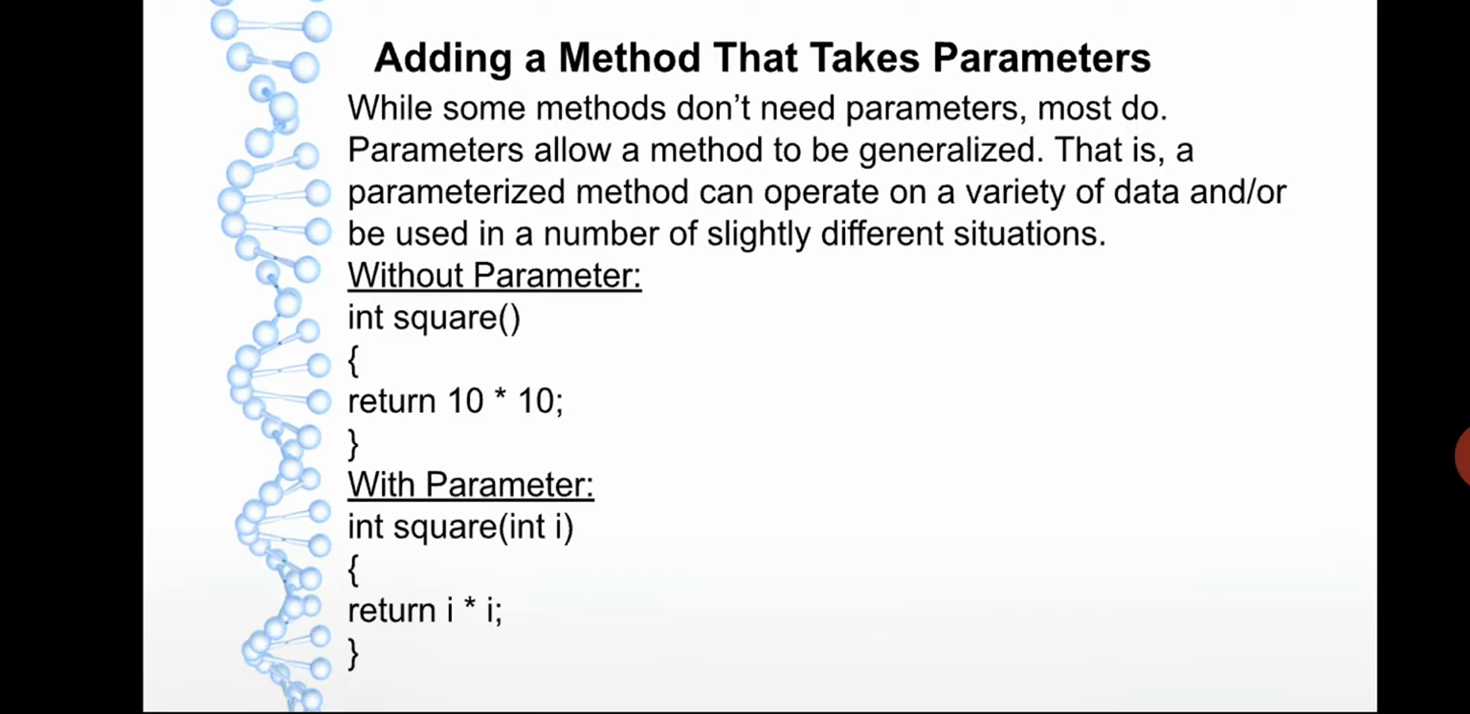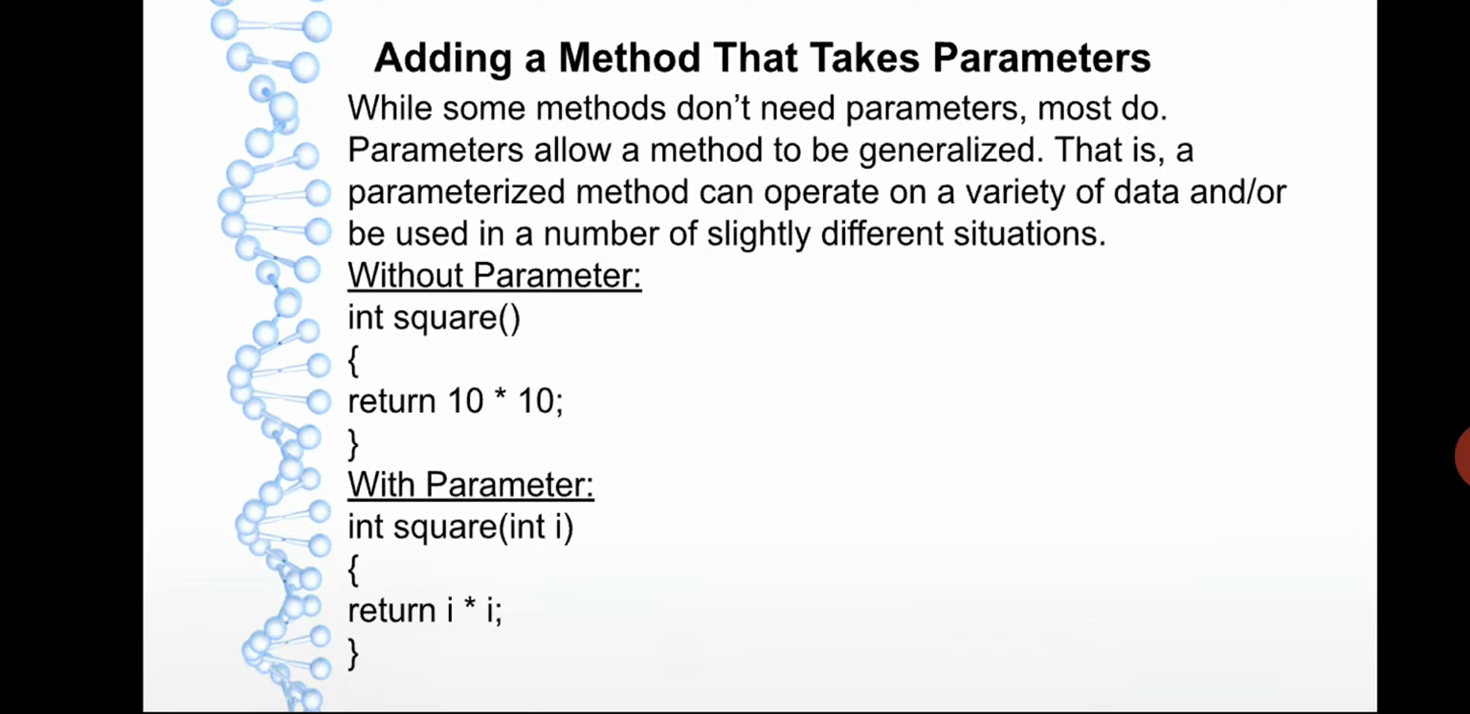Now see, while some methods don't need parameters, most do. Parameters allow a method to be generalized. That is, a parameterized method can operate on a variety of data and can be used in a number of slightly different situations. Based on the situation you can make use of it. Parameterized means you can pass values to that particular method, so that the method can make use of that data. That is the main thing.